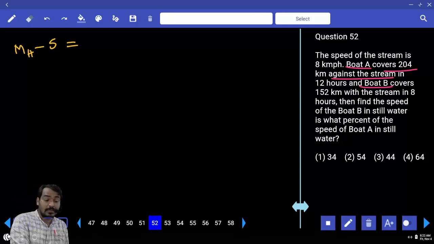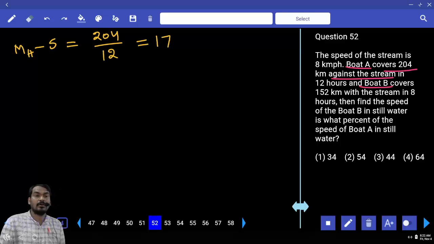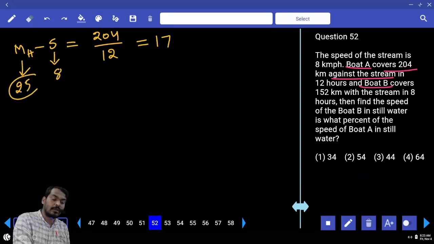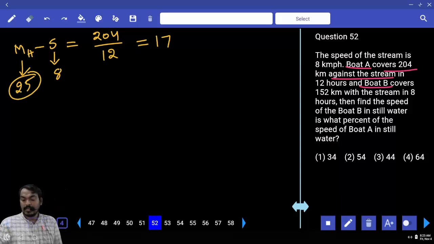Two different boats. One is MA, another one MB. MA minus S, it is equal to how much? 204 by 12 or not? That is 17. Already we know the S value or not? What is the S value given? 8. If S value is 8, MA value is 25. It is the first case. What is the second one?